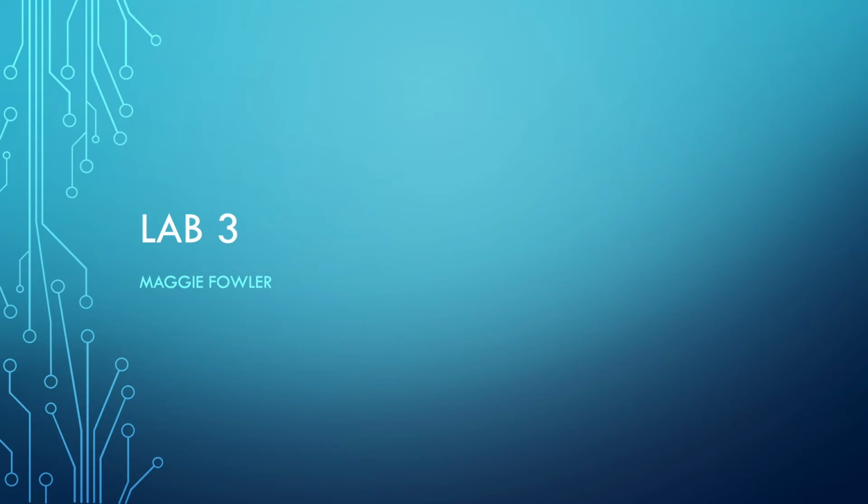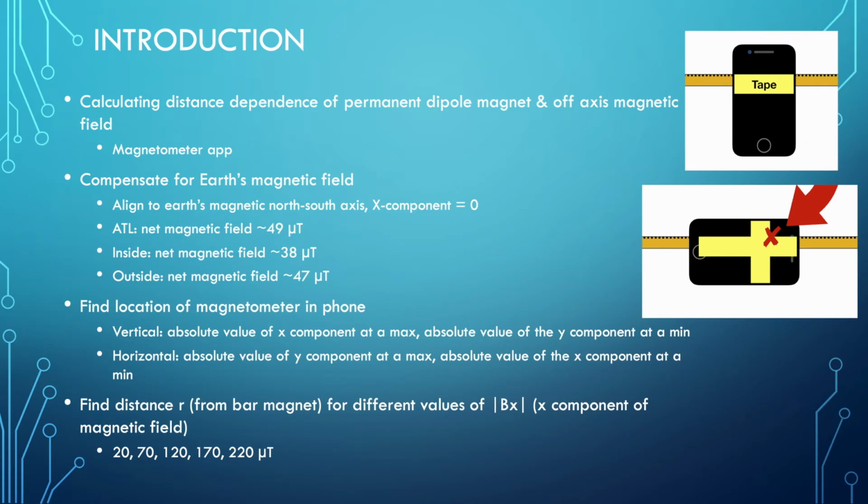Alright, my name is Maggie Fowler and I will be talking about Lab 3. So in this lab, we calculated the distance dependence of a permanent dipole magnet and the off-axis magnetic field. And to do so, we used the magnetometer app.